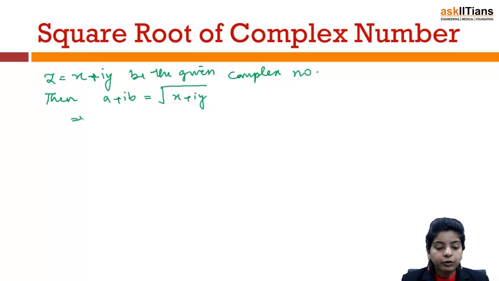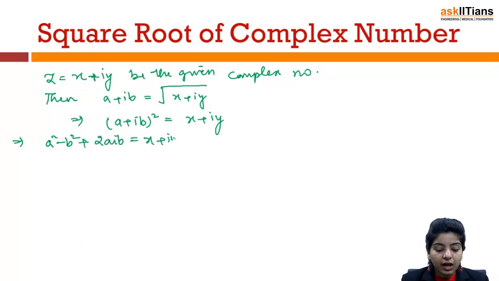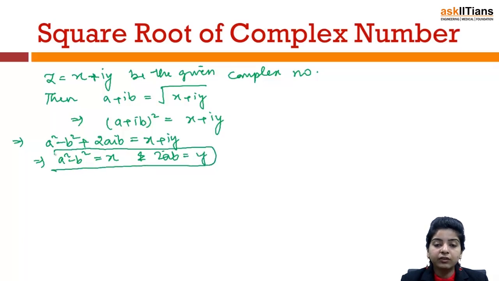So first of all, what I do is simply squaring both sides so that I get rid of the square root. So I have a plus iota b whole square is x plus iy. This gives me a square minus b square plus 2aib is x plus iy. That means a square minus b square is x and 2ab is y, right? How do I get this? Just by equating the real and imaginary parts. So I have a square minus b square is x and 2ab is y.